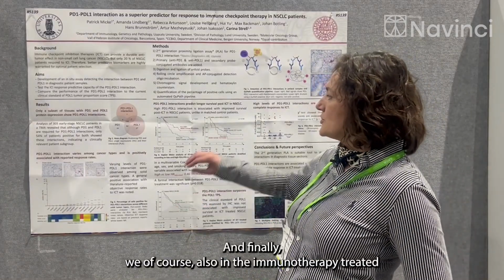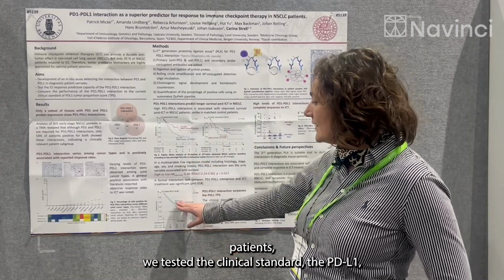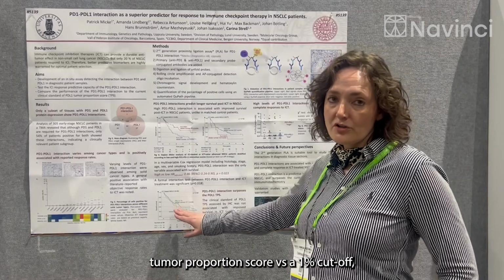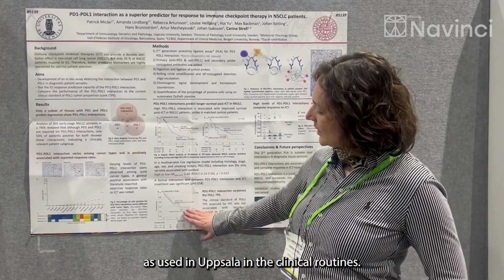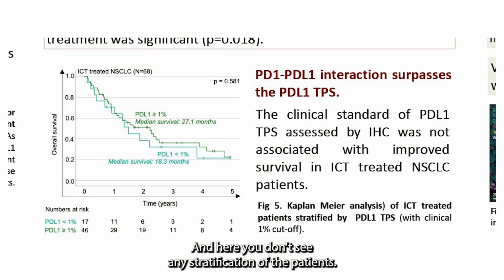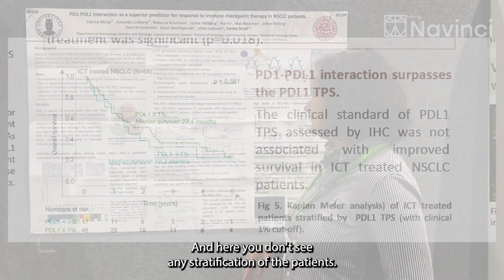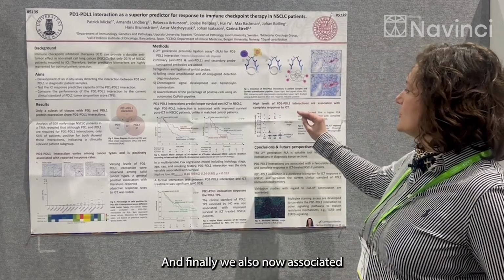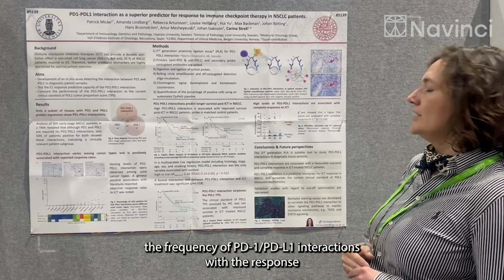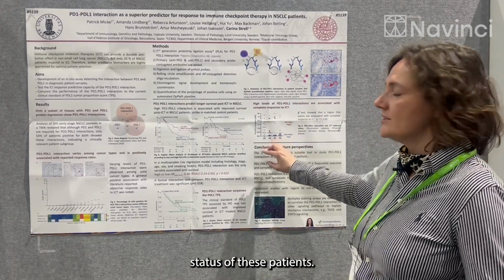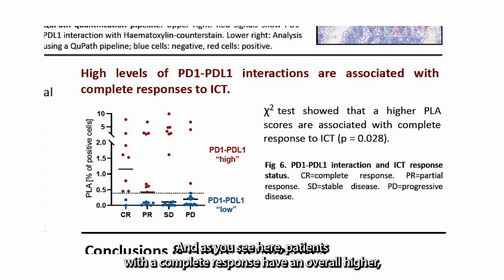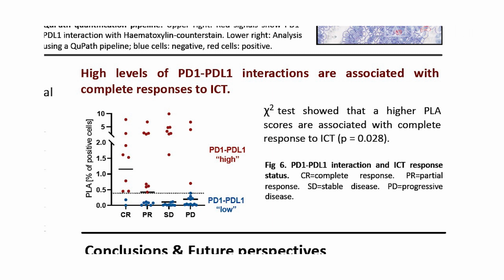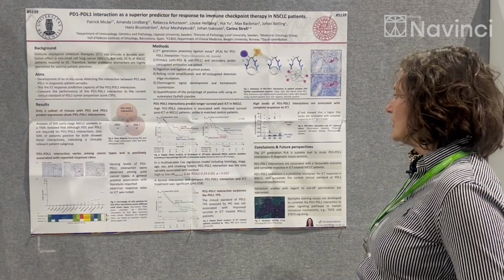Finally, in the immunotherapy treated patients, we also tested the clinical standard, the PD-L1 tumor proportion score with a 1% cutoff as used in Uppsala in the clinical routines. Here we don't see any stratification of the patients. We also associated the frequency of PD-1, PD-L1 interactions with the response status of these patients. As you see here, patients with a complete response have an overall higher level of PD-1, PD-L1 interactions than patients that show stable disease or progressive disease, who have rather low levels of PD-1, PD-L1 interactions.